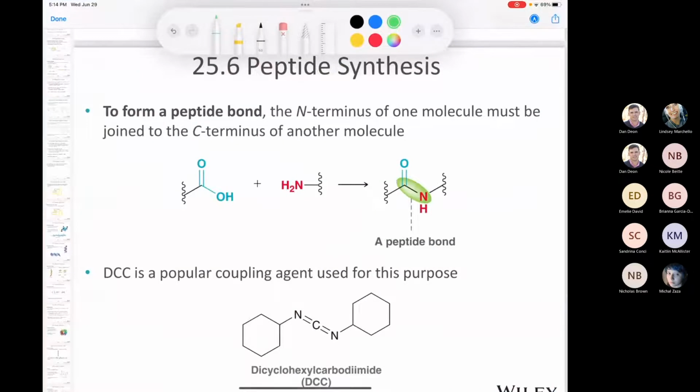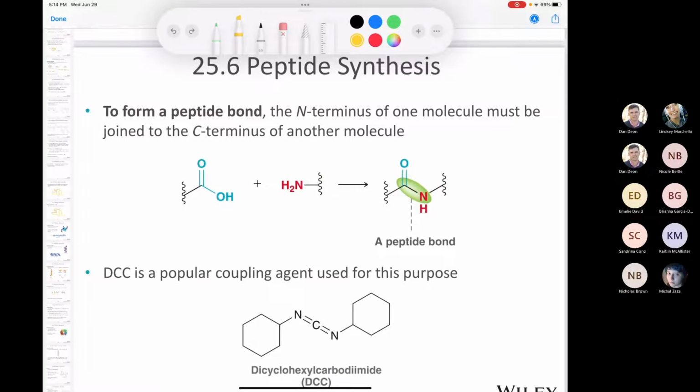All right, so this is the last section that we're going to cover of chapter 25, and it deals with peptide synthesis. Peptide synthesis is nothing more than amide bond synthesis. The way that you make a peptide bond or an amide is by joining the N terminus of one molecule with the C terminus of another. So we're joining a carboxyl group and an amino group, and when we do that, we make a peptide bond or an amide bond.